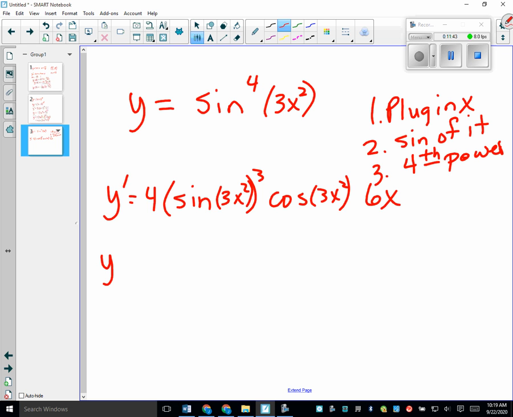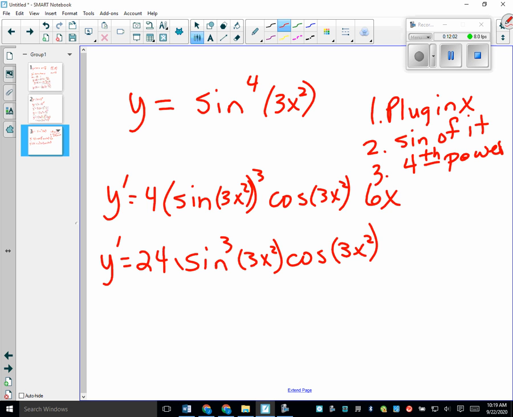So is my derivative 24 sine cubed 3x squared times cosine 3x squared? Shouldn't it be 24x? Yeah, oh yes, thank you. Okay, does that make sense? So.